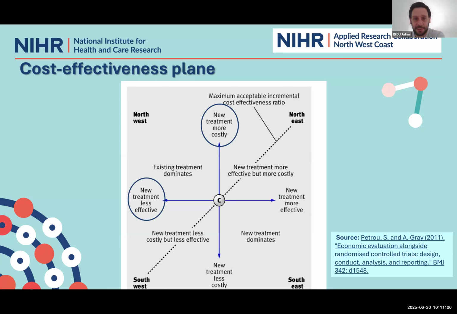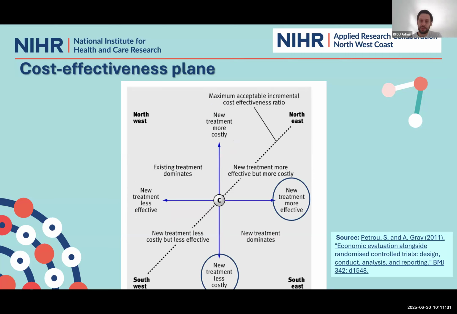You've got a quadrant where the new treatment is more costly, but at the same time is less effective. So it's going to be more expensive to implement a new treatment, and you're not going to get the same health outcomes as you do with the existing treatment. That means the decision here is quite easy, because the existing treatment will dominate the new treatment. The existing treatment is going to be cheaper and more effective. So it's quite a straightforward decision we can make.